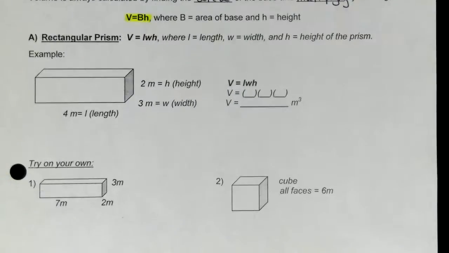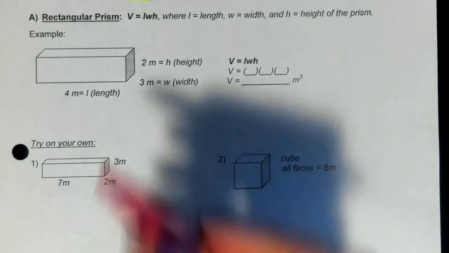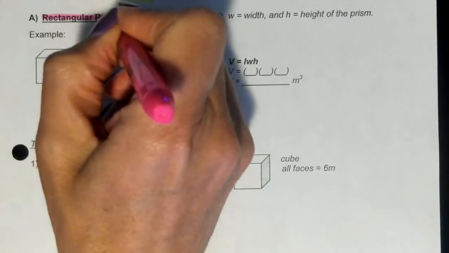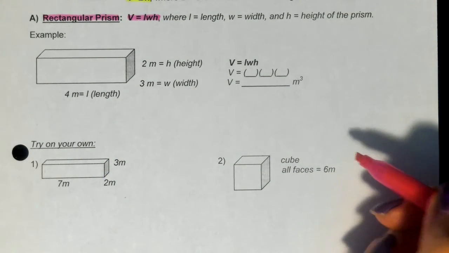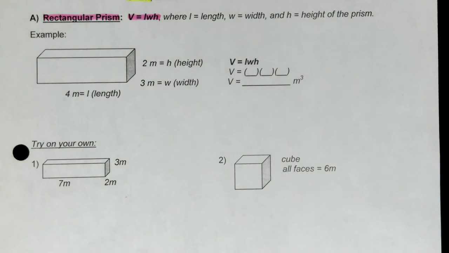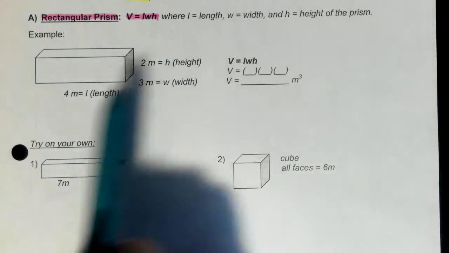So the first thing we're going to look at is our rectangular prisms. Our rectangular prism is a box. And the volume is simply finding the length times the width times the height. That's it. Super simple to do. Really just making sure you label what is the length, what is the width, what is the height. So you always want to label those. And we're just going to multiply those pieces together.